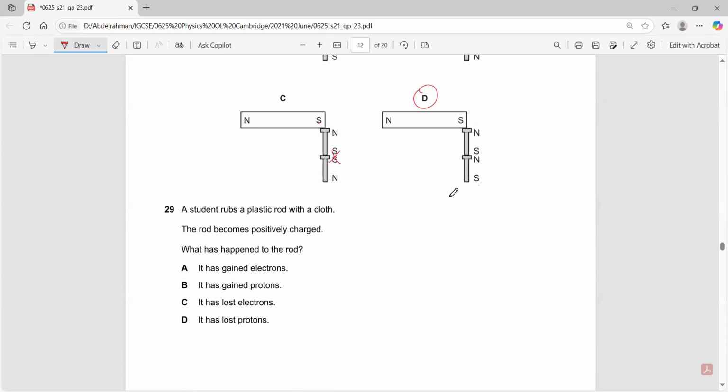A student rubs a plastic rod with a cloth. The rod becomes positively charged. What has happened to the rod? Positively charged loses electrons. Yes.